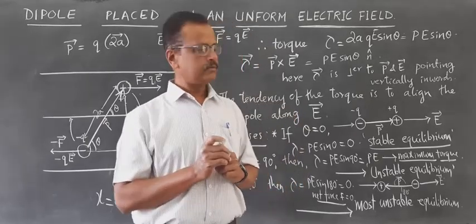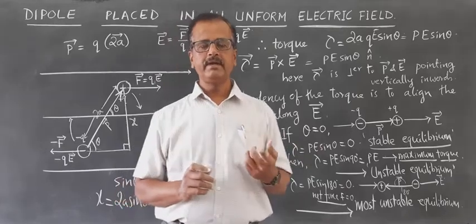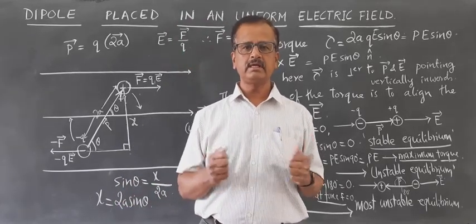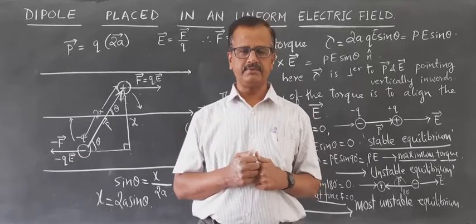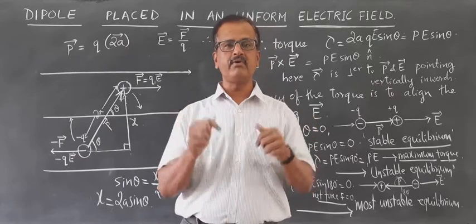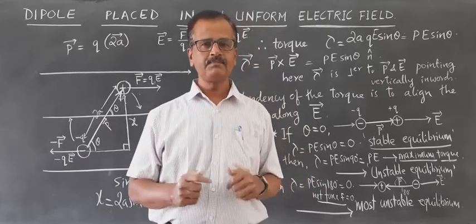Okay. With this, we will wind up. In the next session, we will solve some problems based on electric dipole placed in uniform electric field. Then what happens if the dipole is placed in non-uniform electric field? We will discuss in the later session.